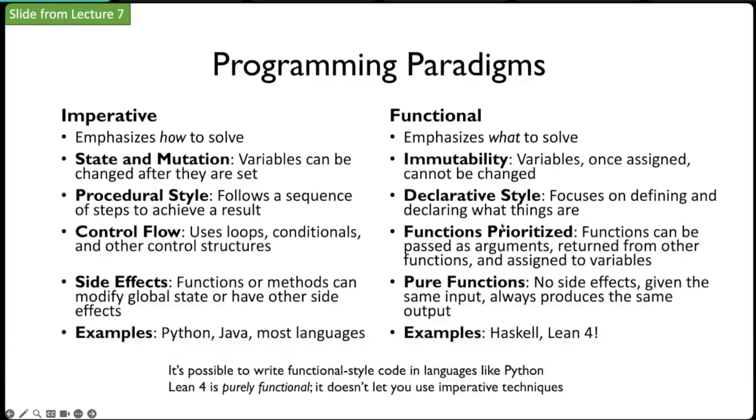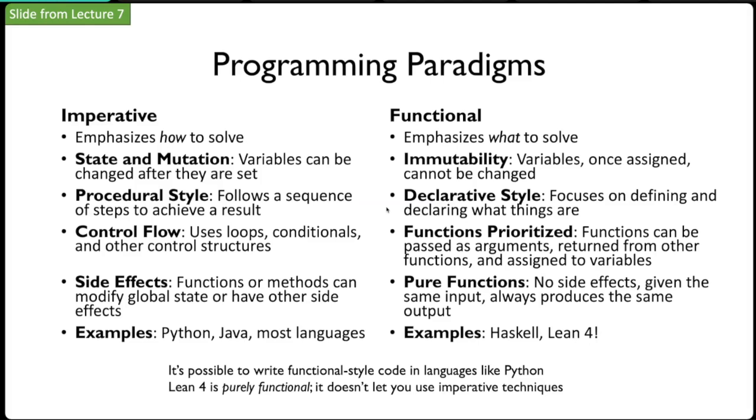So we've also been talking about programming paradigms. Lean is a purely functional programming language. Most programming languages are imperative, Python, C, and so forth, where you follow a sequence of procedural steps to achieve a result. While functional programming is more in a declarative style, you define a function. It's more about what it is as opposed to saying what it does.